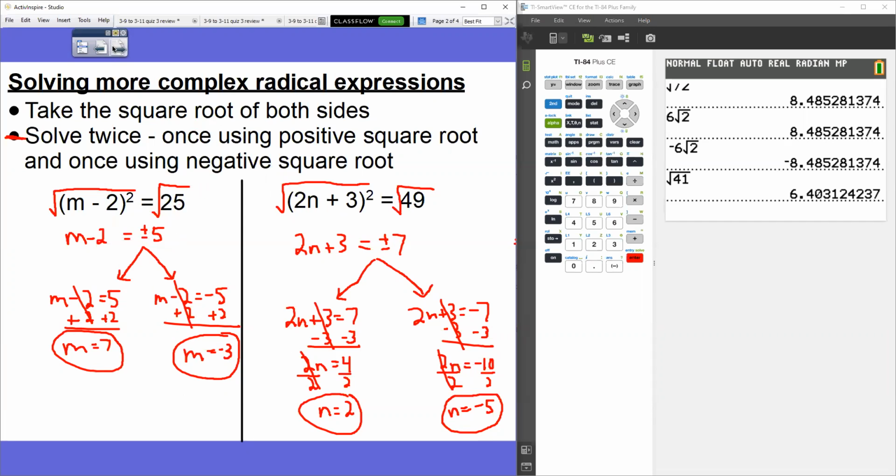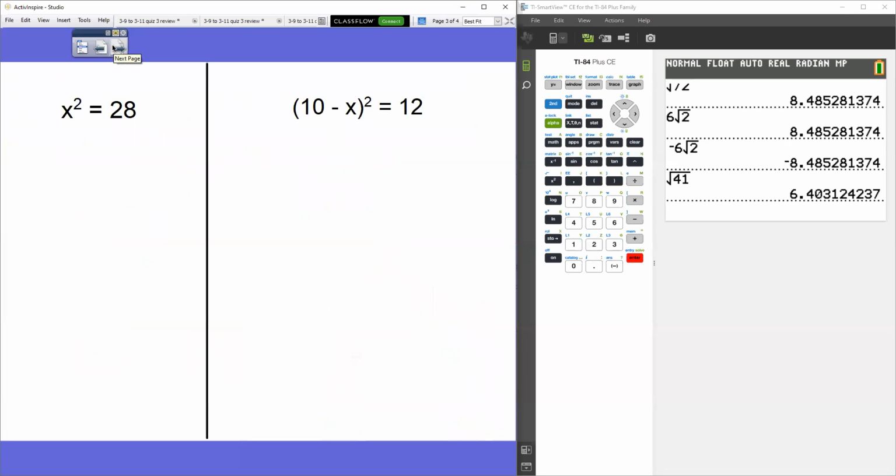All right. So what happens if it's not a perfect square? Well, let's do one like we did in the beginning first. If you have something as easy as this one, we would take the square root, take the square root.